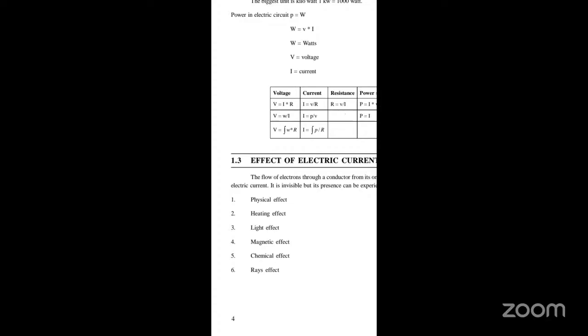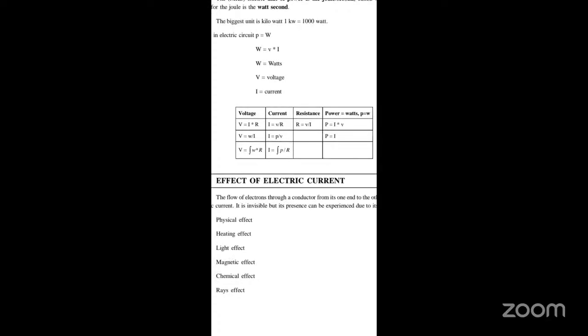From that formula, I is equal to P by V. And P is equal to I V; in the place of I, we substitute P by V. V cancels, then we are getting the formula for power. Now, if we consider variable work, then V is equal to integral W into R, and in terms of variable values, I is equal to integral P by R.